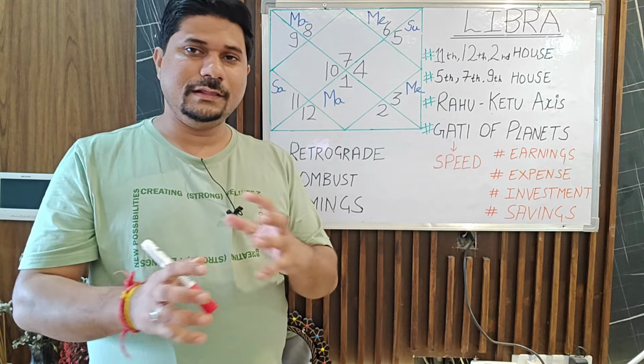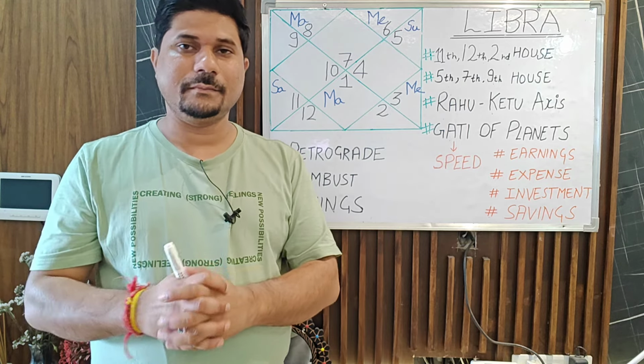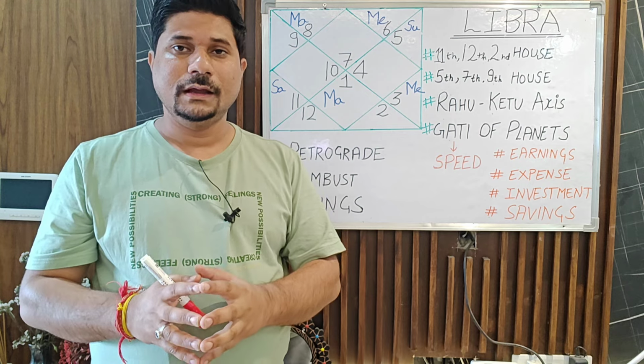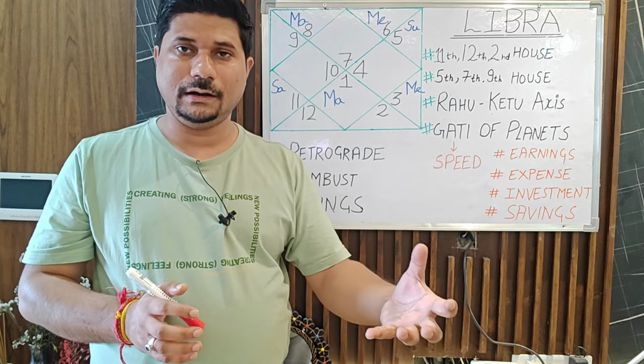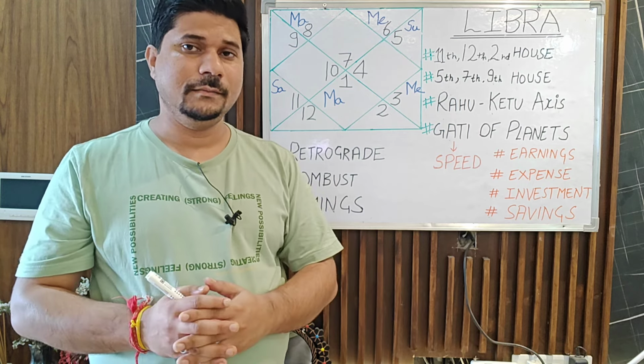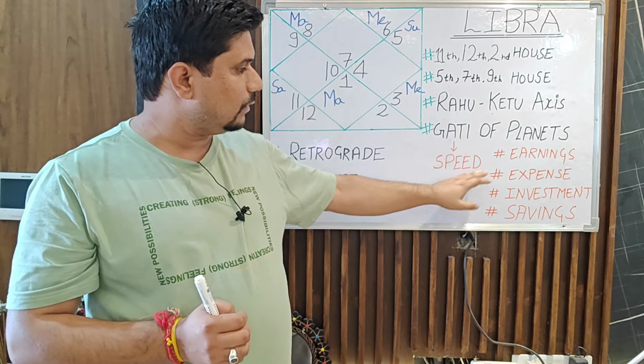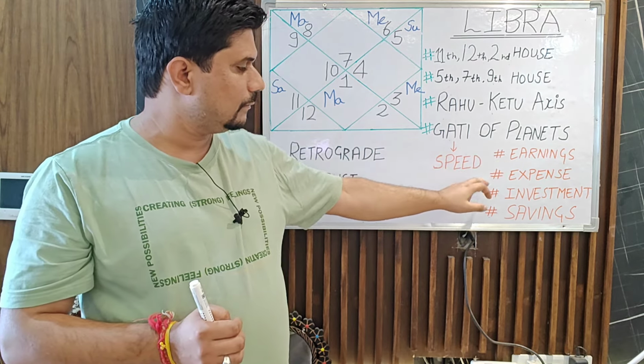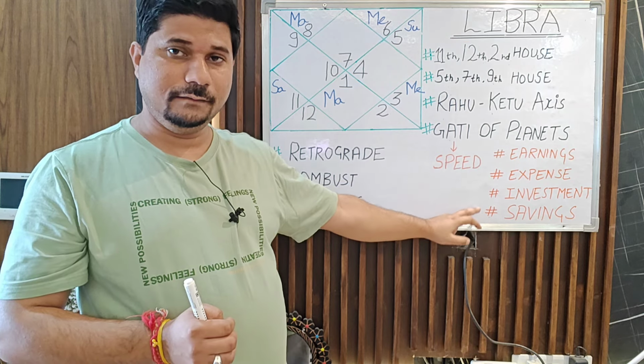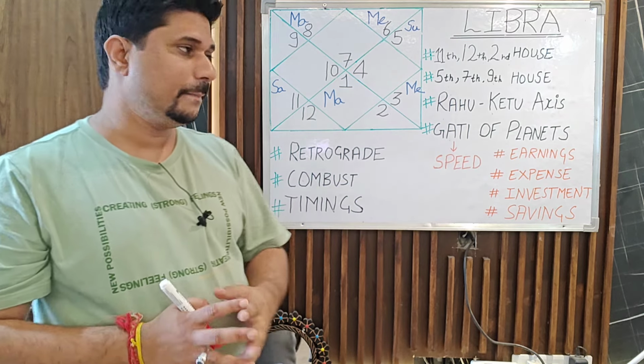So what happens when the slow moving planets form some connection with money and wealth, and what happens when the fast moving grahas form the connection, and how the slow and fast moving planets create impact over the earning part, expenses, even your investments and the savings part. So we will discuss that part.